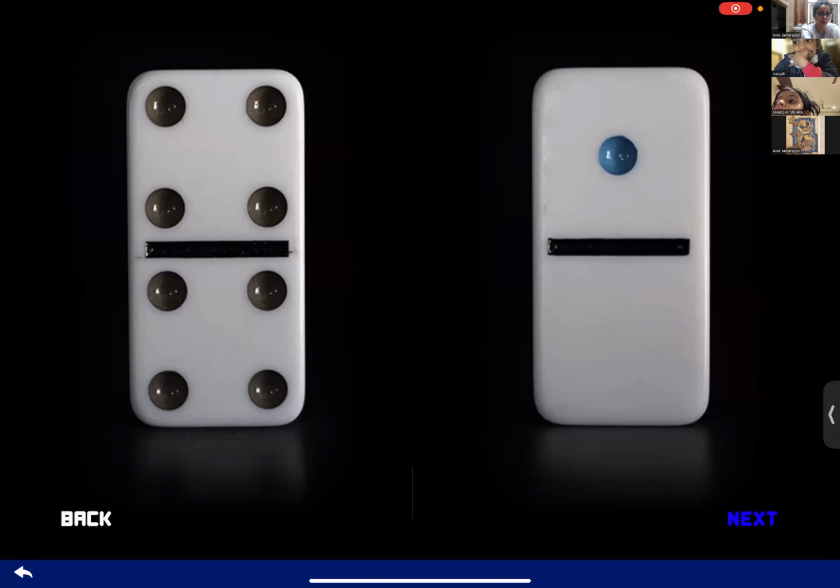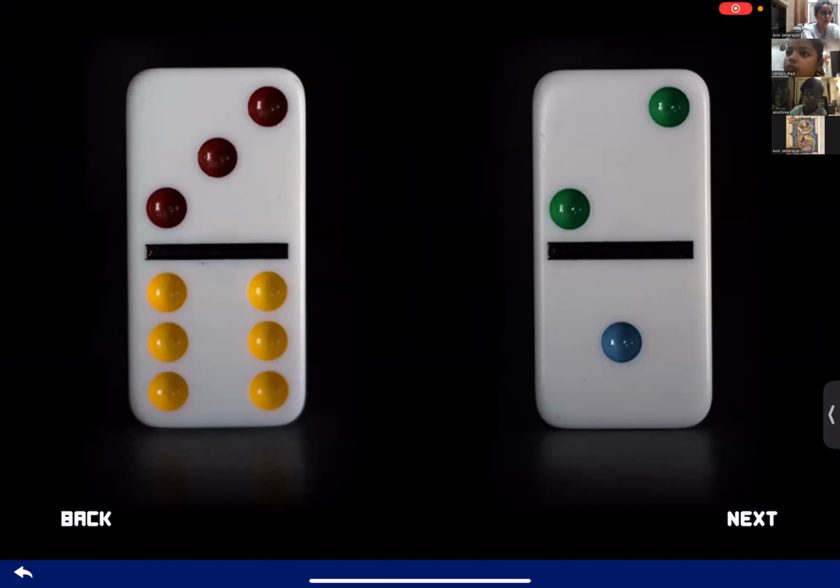Shall I move on to the next one? Yes. Kabir, are you able to see the screen now? Yes, ma'am, I can. Can you see 4 dots and then another 4 and then a 1? Kabir, 4 and 4 makes? 8. And 8 and 1? 9. Chalo, next number. You should be answering quickly to me.